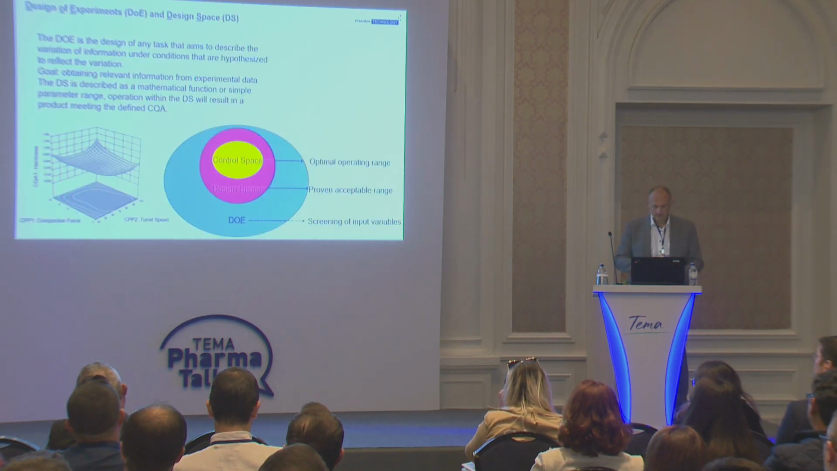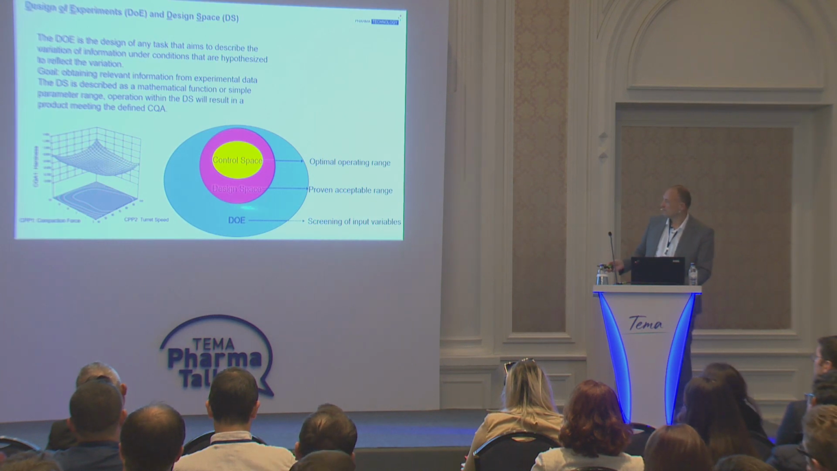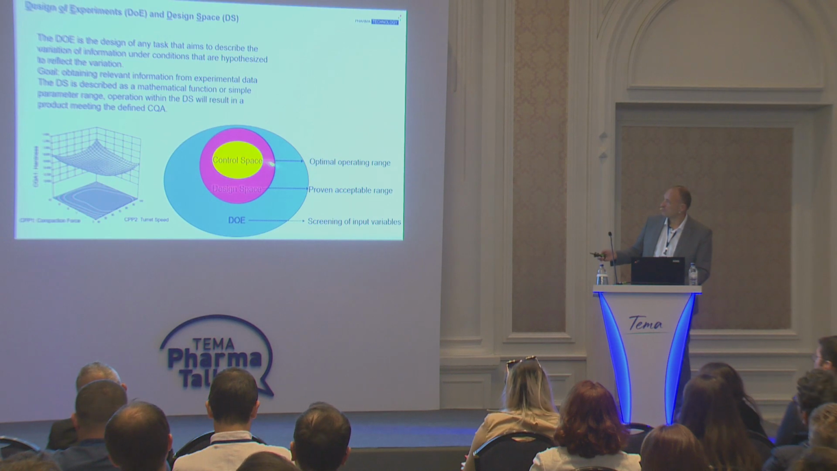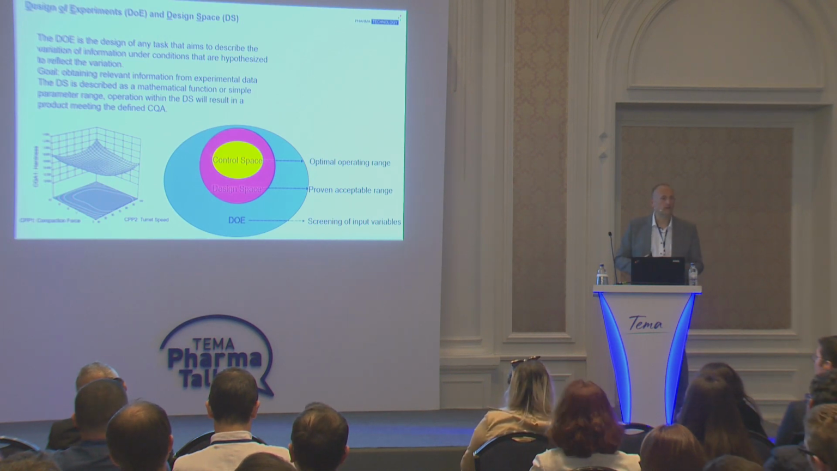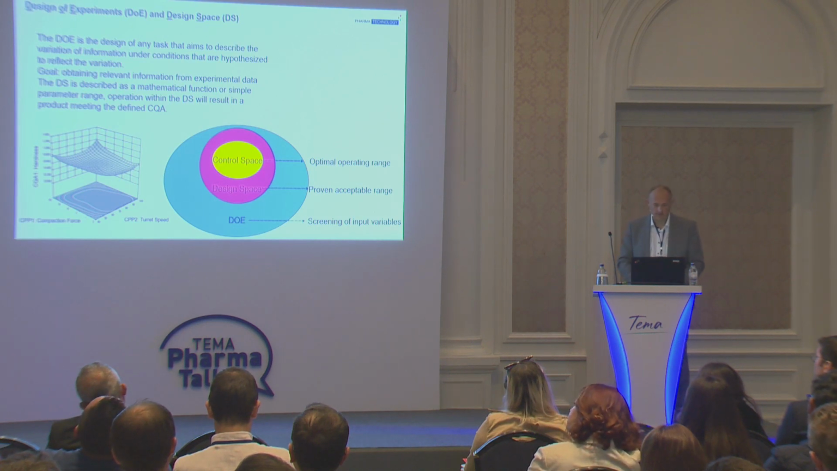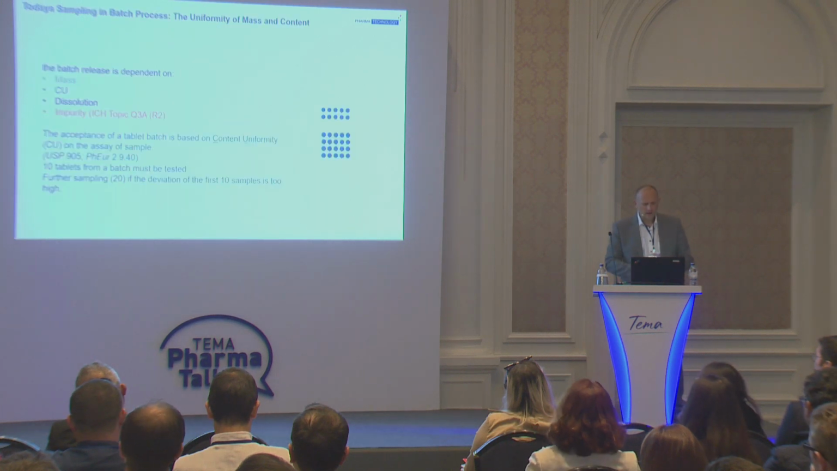So as an example of that, we have here, for example, the turret speed and the compaction force as process parameters. We have our CQA, the hardness. So that means we have here our design of experiment. We have the design of experiment much larger than the design space. And of course, the control space must be the smallest in order to guarantee that we are always within the design space. Okay, enough about that.